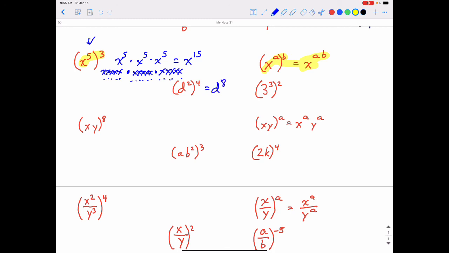3 to the third to the second could be rewritten as 3 to the 6th power, because the exponents 3 times 2 equals 6. And then if you so wished, you could multiply 3 times itself 6 times to get another answer.